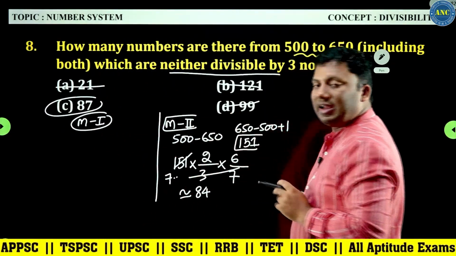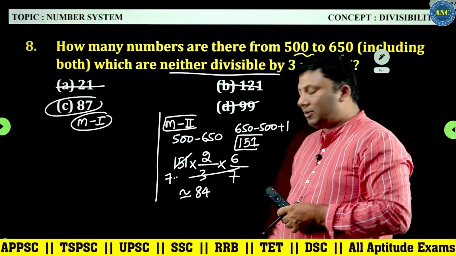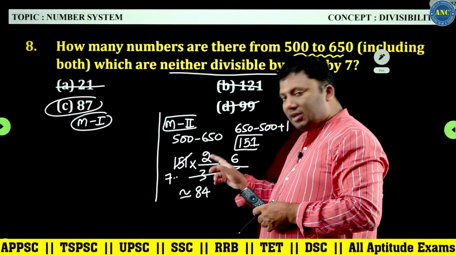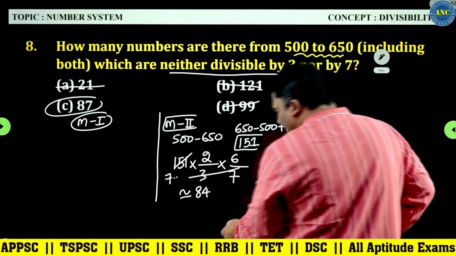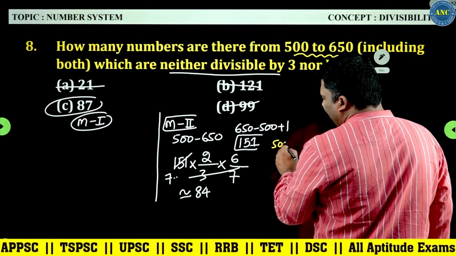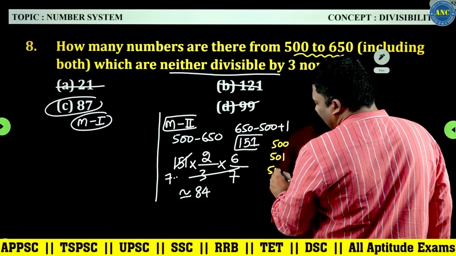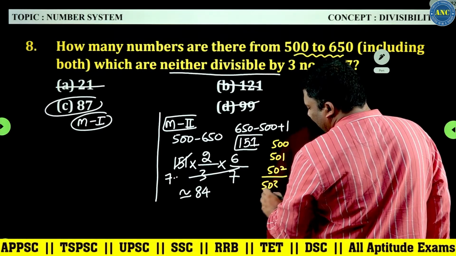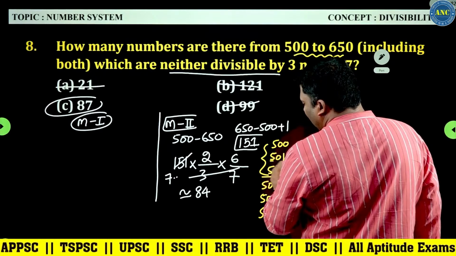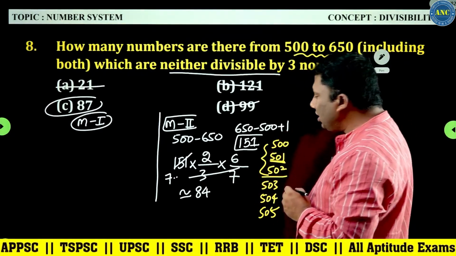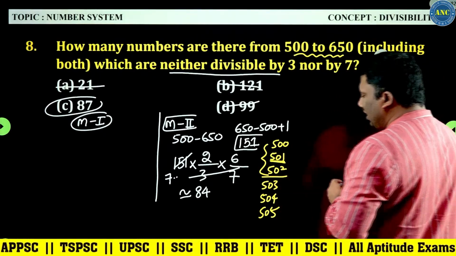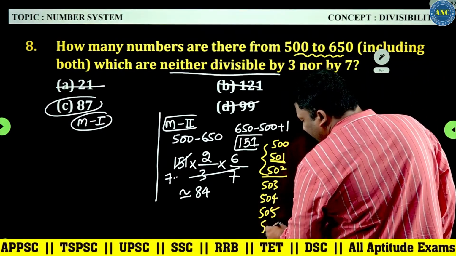I hope the idea is clear. Out of 151 numbers, for every 3 numbers, 1 number is divisible. How many are not divisible? 2. For your own understanding, you take a set of numbers: 500, 501, 502, 503, 504, 505. For every 3 numbers, one number is divisible. How many are not divisible? 2 by 3.